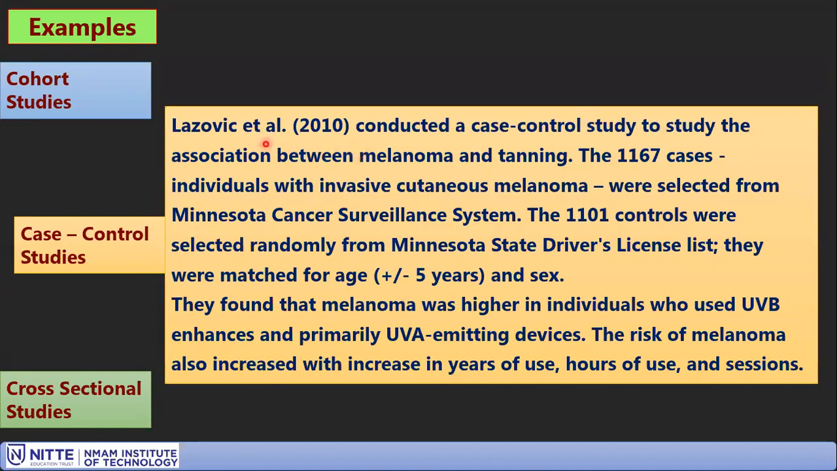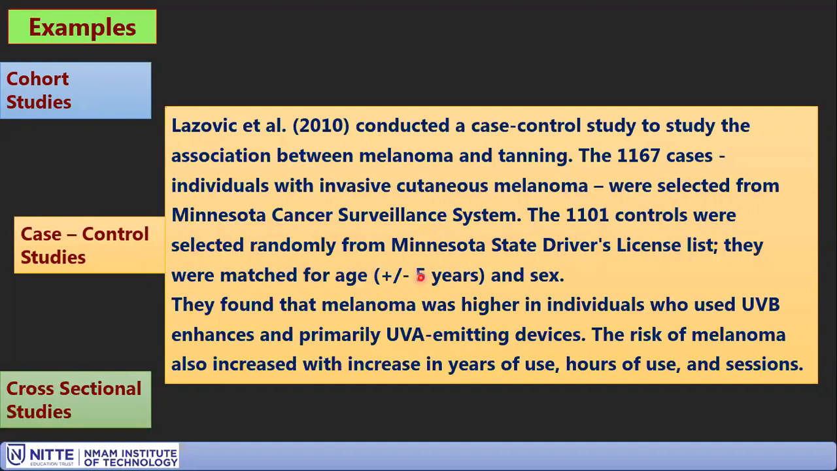Case control study example: Lazovic et al. In 2010, they conducted a case control study to study the association between melanoma and tanning. Melanoma is the cancer event, tanning is the exposed or unexposed condition. 1167 cases, individuals with invasive cutaneous melanoma, were selected. These are the cases from the Minnesota Cancer Surveillance System. Then 1101 controls were randomly selected based on the driver's license list.